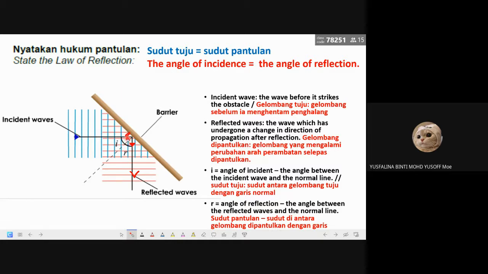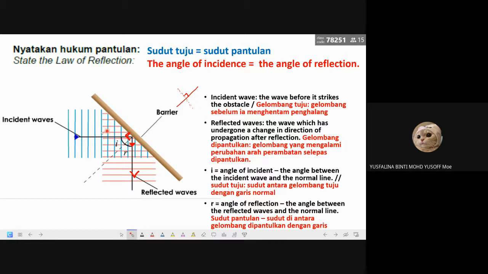Whenever you draw the normal line, make sure the normal line you draw must be 90 degrees from the surface. So let's say the surface is like this, then the normal line should be like this, 90 degrees from the surface.